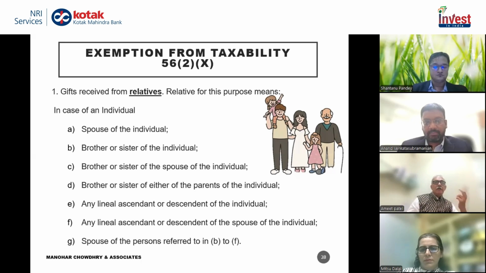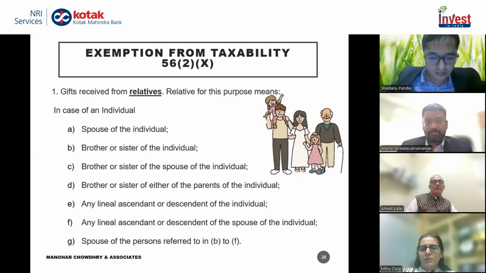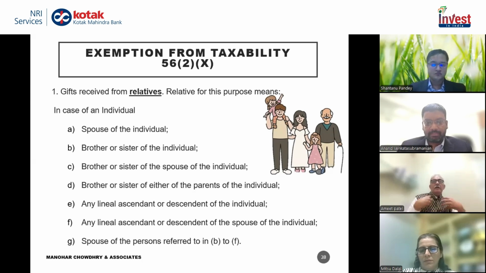My spouse, my brother or sister, the brother or sister of my spouse, brother or sister of my parents, any lineal ascendant or descendant, which means my parents, grandparents, etc., or my children or my grandchildren, any lineal ascendant or descendant of the spouse of the individual, meaning my wife's parents or grandparents. If I get a gift from them, they are treated as relatives under this particular section, as far as I am concerned. So, if I receive any gift from any of these specified relatives, that gift is outside the purview of taxation.